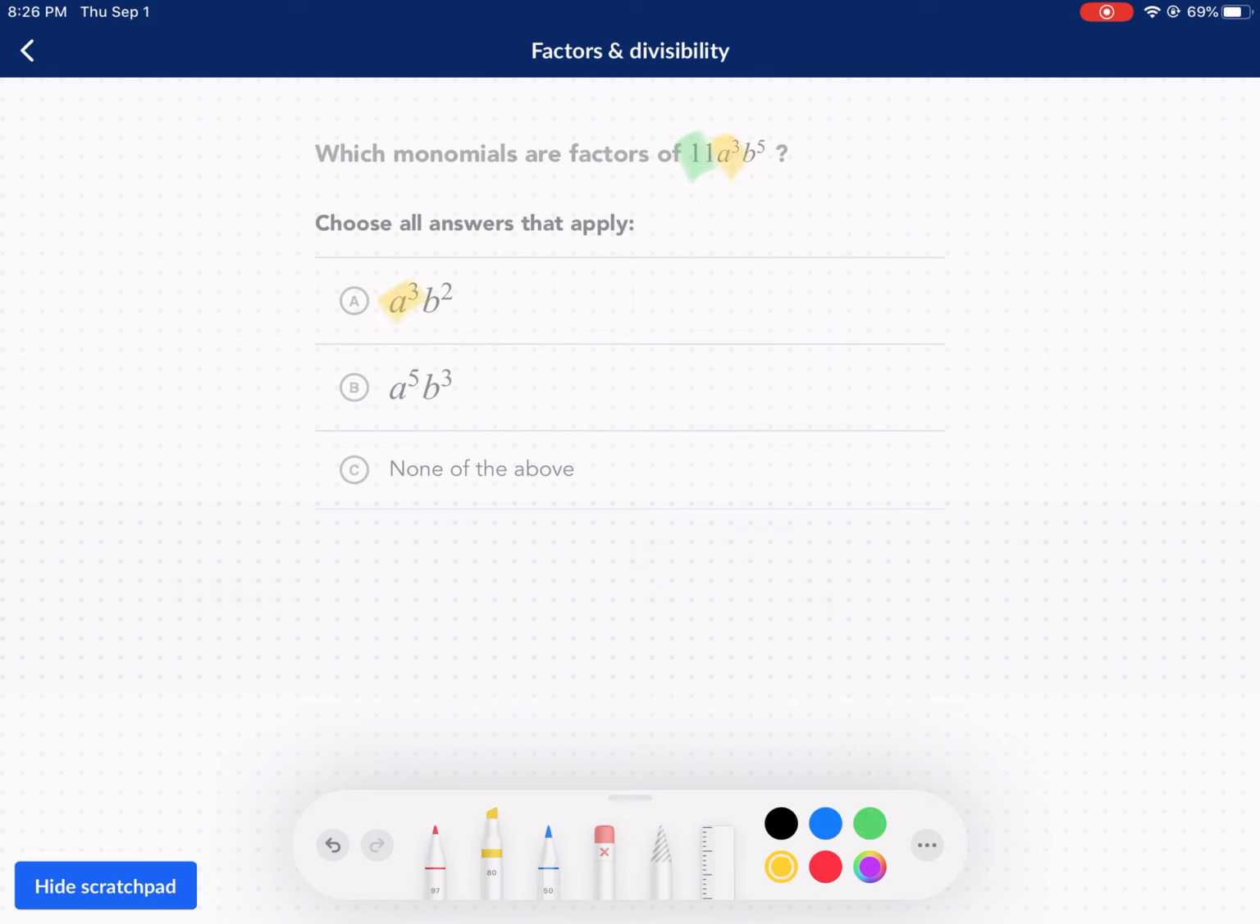We want to know, can we multiply? Okay, so these are the factors. We want to know, can we divide this by these things and have it not have any remainders? So can I divide 11a cubed b to the 5th by a cubed b squared?